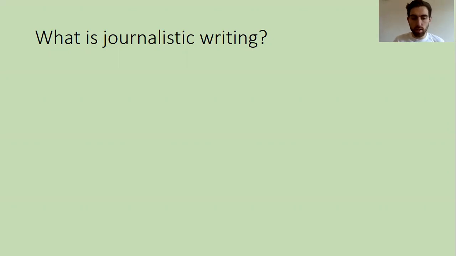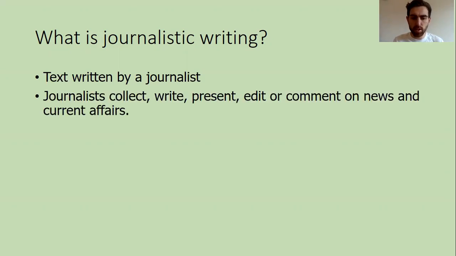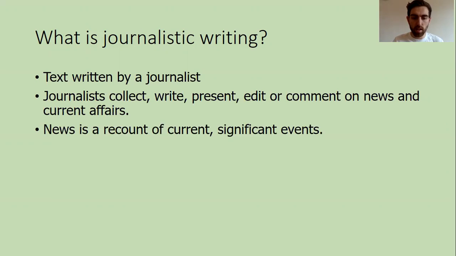So journalistic writing is a text written by a journalist. So a piece of writing that's been written by a journalist. And that's a type of job. So someone works as a journalist, they collect, write, present, edit, or comment on news or current affairs. Current affairs means things that are currently happening in the world right now.